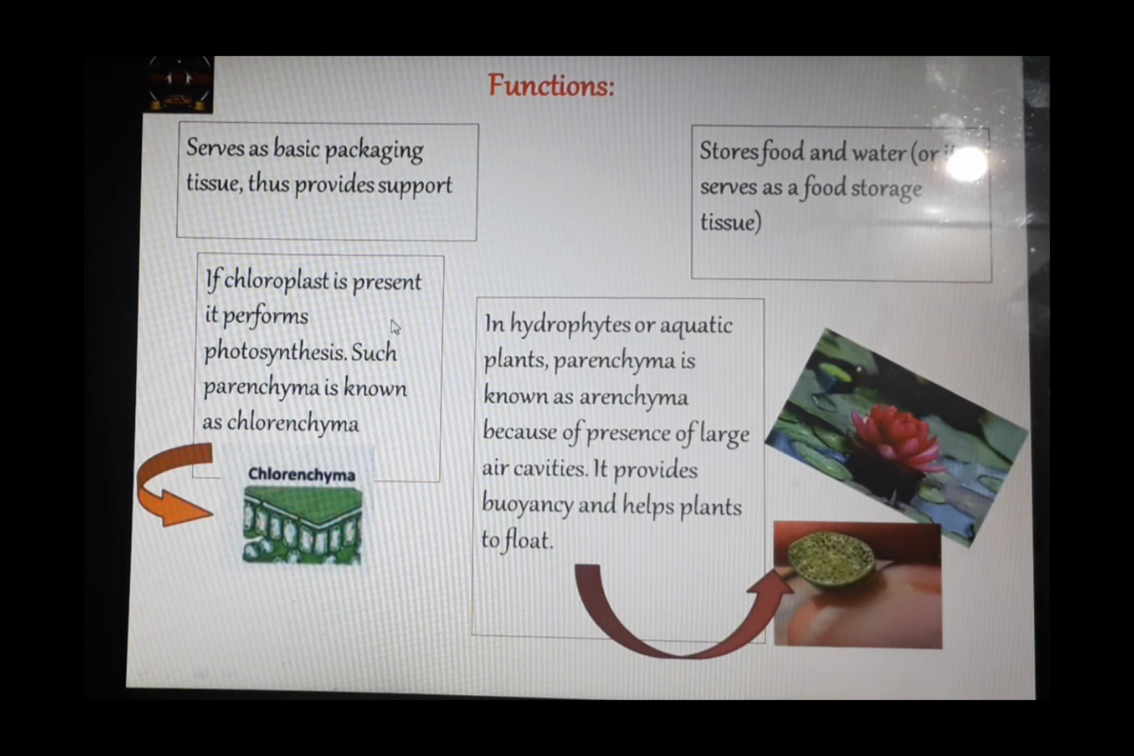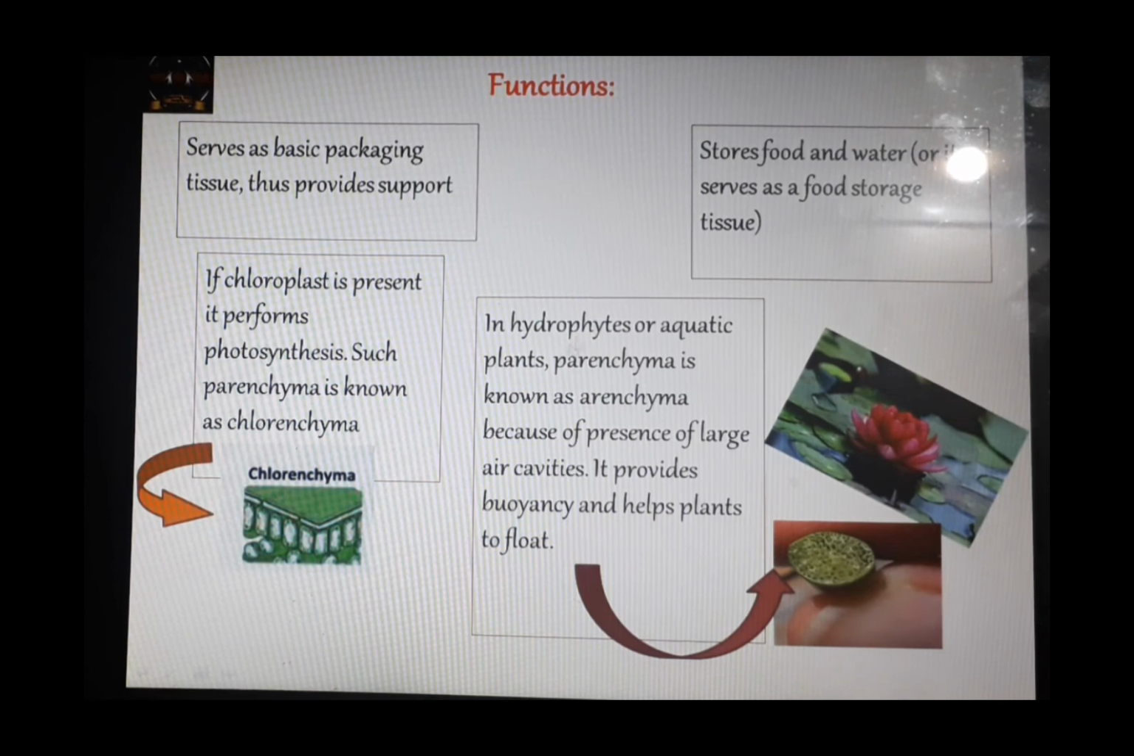And then it becomes specialized sometimes. For example, if chloroplast is present in parenchyma cells, then it will be able to perform photosynthesis. Such a parenchyma which is able to perform photosynthesis is known as chlorenchyma. My dear children, this word you have to remember because there's one more word similar to this name. That would come in the next video. So do remember this word. It is chlorenchyma. What is chlorenchyma? The parenchyma with chloroplast is known as chlorenchyma, and this would be present in the leaves of a plant because we know that leaves are the photosynthetic organs.